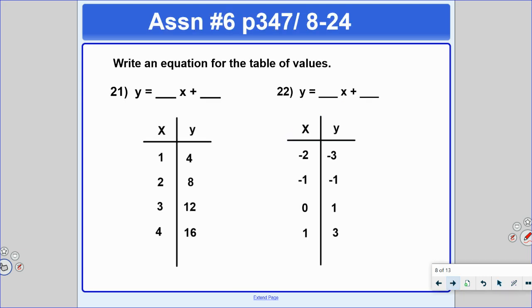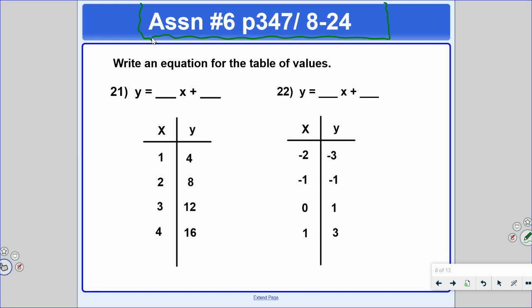All right, one final challenge. Before we get to assignment 6, which is right here, what if you're asked to go the other direction? What if instead of giving you the equation and having you find the table, now we turn the table, so to speak, give you the table of values and find the equation.